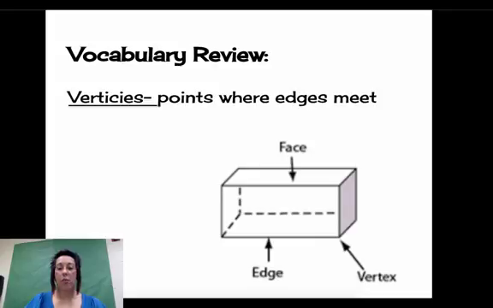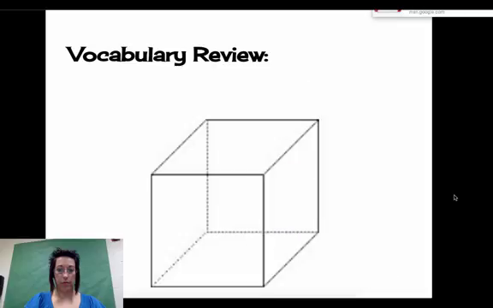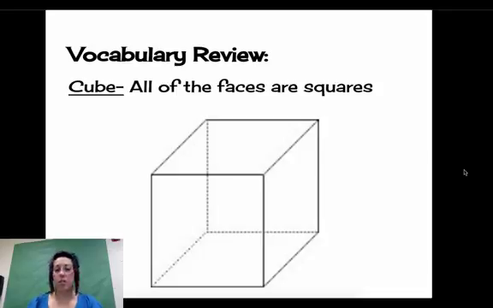Solids also have what is called a vertex, or multiple vertex are called vertices. These are points where the edges meet together. Vertices. And then we branch into the names of our solids. You've heard about cubes forever. In a cube, all of the faces of this solid are squares.